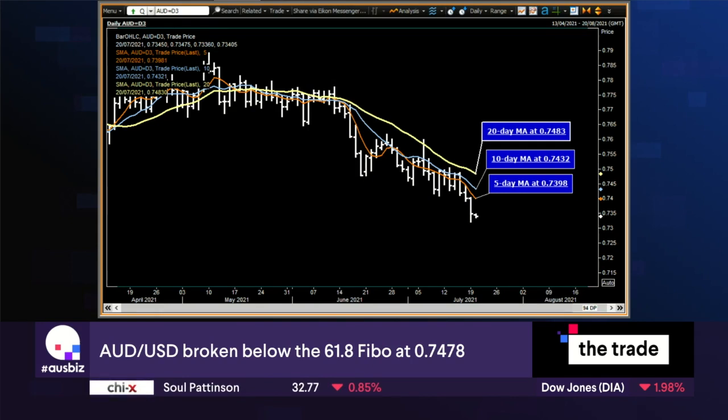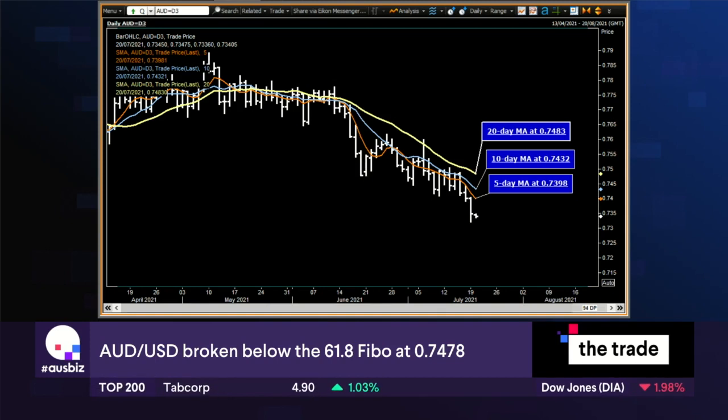The 5-day moving average is below the 10-day moving average, and the 10-day moving average is below the 20-day moving average. All three are pointing lower. While this formation remains, the Aussie is a sell the rally. In fact, I think it's a short already. If you're not short, you probably want to sell some pretty soon, and we might not see that much in the way of rallies. So while this formation holds, it remains bearish.